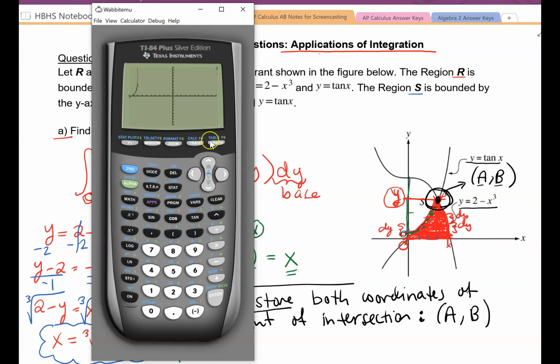Now if you notice, when I click graph right away, it gives me a standard viewing window from -10 to 10 for both the x and y axis. But you can see from this graph that I just want to see this part of it, so I don't need this full window. I'm going to close in here on my x and y axis.